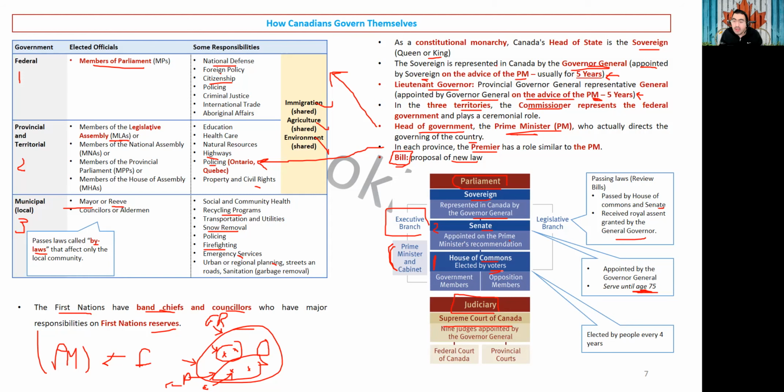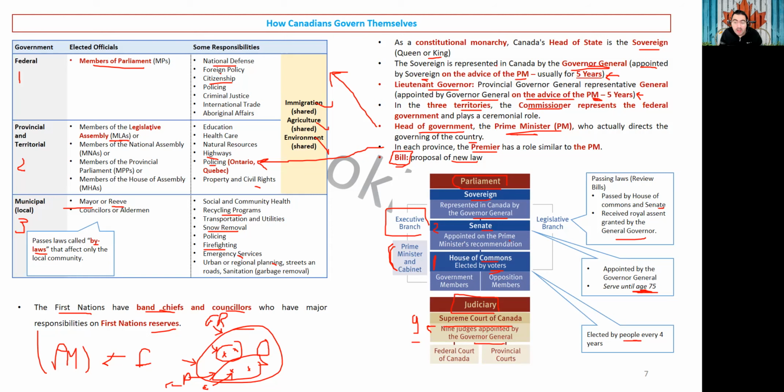Okay, for sure, the members of the House of Commons are elected by people every 4 years, as we're going to explain in more detail in the next video. Okay, the Supreme Court of Canada, how many judges? They have 9 judges. This can come in the questions. So how many judges do we have in the Supreme Court of Canada? It's 9, appointed by the Governor General.